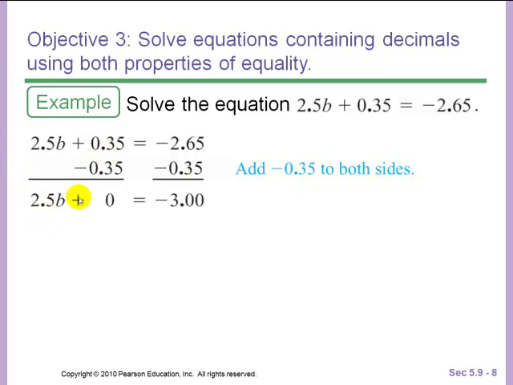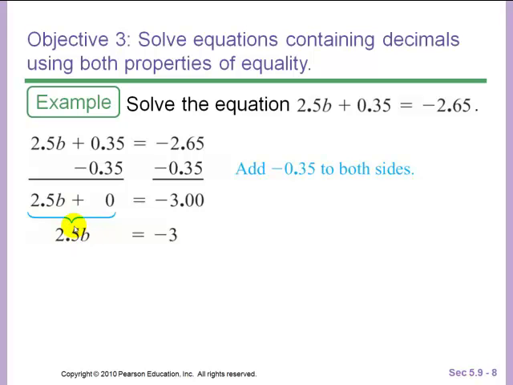On the left, we get 2.5b plus 0 equals negative 3.00. It's up to you whether you want to maintain those decimals or not. Again, also it's up to you whether you want to have the plus 0. A lot of students choose not to write that. So now we have 2.5b equals negative 3. Remember, adding 0 doesn't do anything.